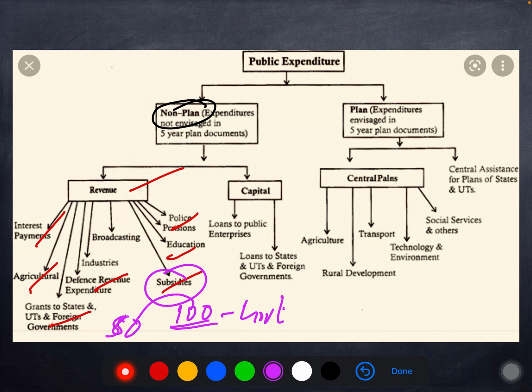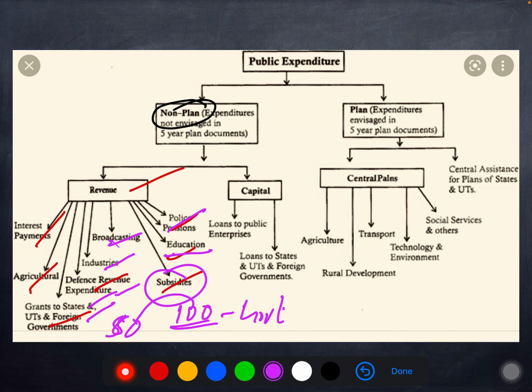So in this way, under non-plan revenue expenditure, money will be spent on interest payments, agriculture, grants to the states, union territories and foreign governments, defense expenditure, industries, broadcasting, police, pensions, internal security and education. This expenditure comes under revenue non-plan expenditure.